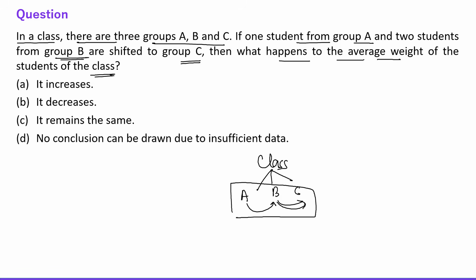So the total number of students in the class is the same. In fact, all the students in the class are the same ones who were there earlier. So no change comes to the average weight of the class. Okay, so let's talk about the options. It increases, no. Second option, it decreases, no. Third option is it remains the same. Yes, it will remain the same. Now let's move to the other question.